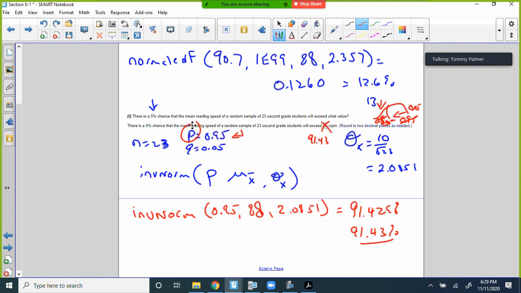That's a whole lot on 8.1. We still have 8.2 to do as well.